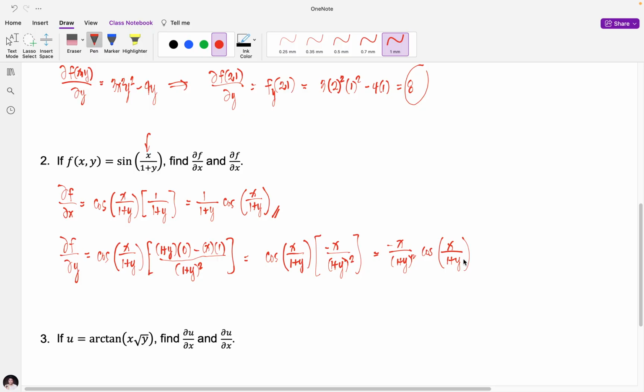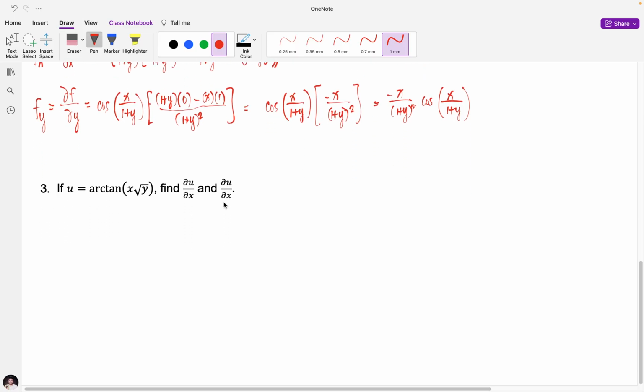So that's it. Again, another way to write this is f sub y, which is the partial derivative of f with respect to y, and f sub x. So they are just the same.